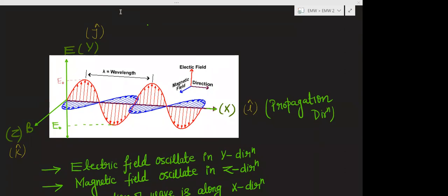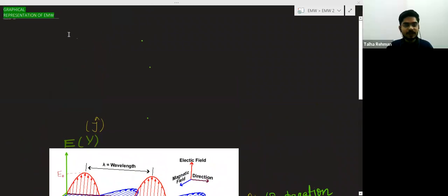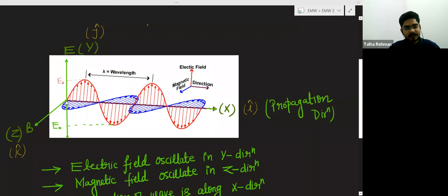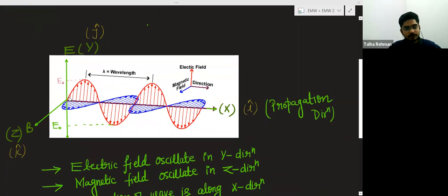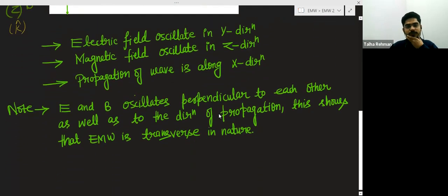Hello, sir. So we are discussing the graphical representation of the electromagnetic wave and its transverse nature. This is the graphical representation of the electromagnetic wave. The red color graph is showing the electric field oscillation, and the blue color graph is showing the magnetic field oscillation, and both these oscillations are perpendicular to each other and also perpendicular to the direction of propagation.